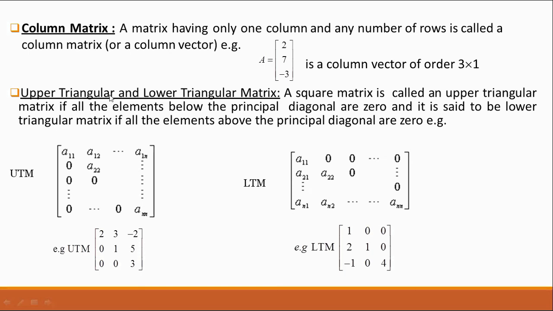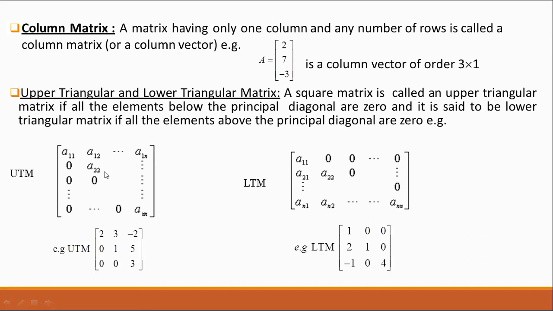Now, what is an upper triangular matrix and a lower triangular matrix? A square matrix is called an upper triangular matrix if all the elements below the principal diagonal are 0, and it is said to be a lower triangular matrix if all the elements above the principal diagonal are 0.